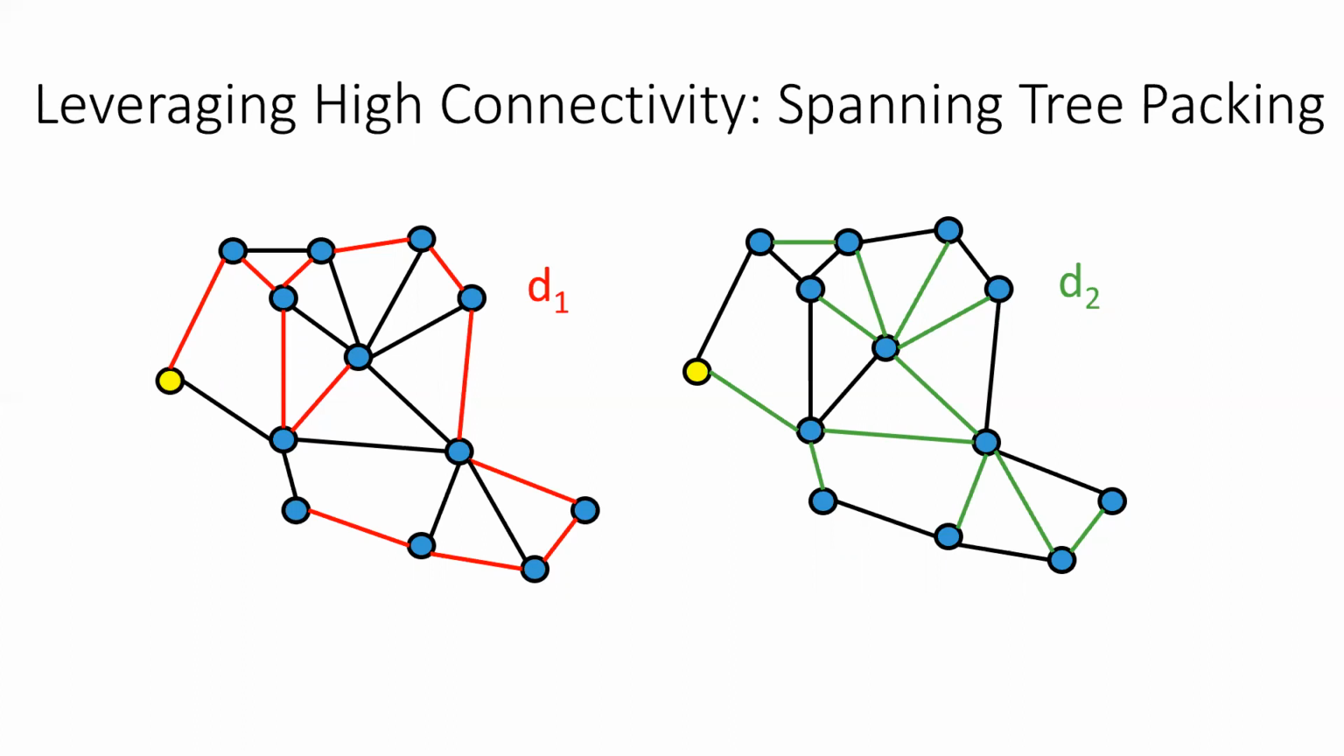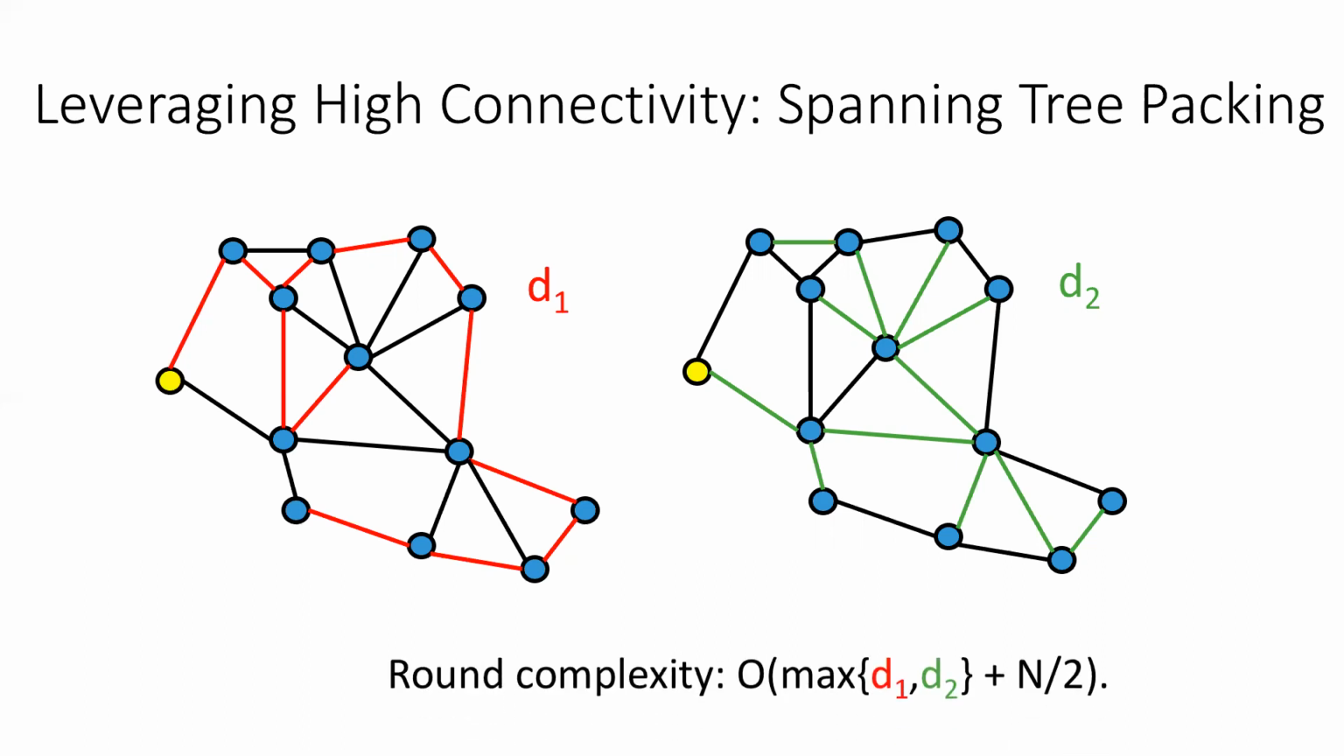So as shown in this slide, if we can find two edge disjoint spanning trees in this graph, then we can simply distribute the task of n message broadcasting into two smaller tasks of n/2 message broadcasting, and let the first spanning tree take care of the first task and the second spanning tree take care of the second task. Since the two trees do not share an edge, the two tasks can be done in parallel. In particular, if we denote by D1 the diameter of the first tree and D2 the diameter of the second tree, then we can broadcast n messages in the maximum of D1 and D2, plus n/2 rounds.